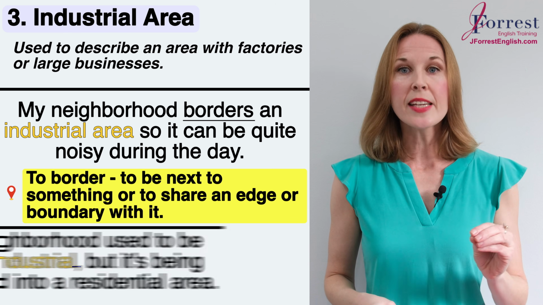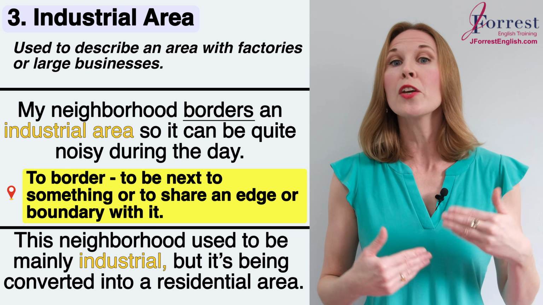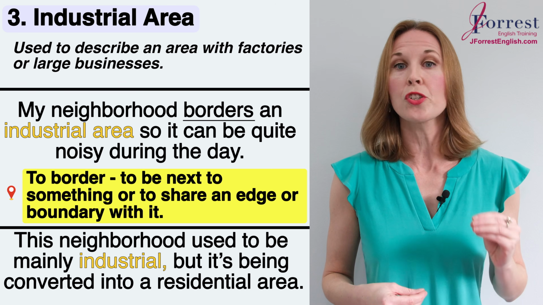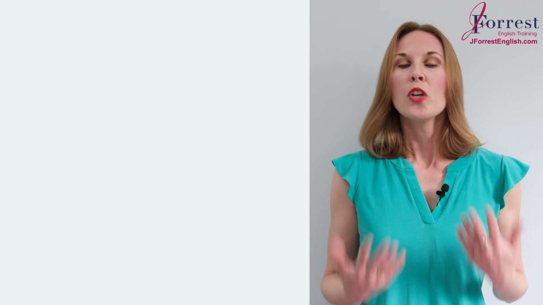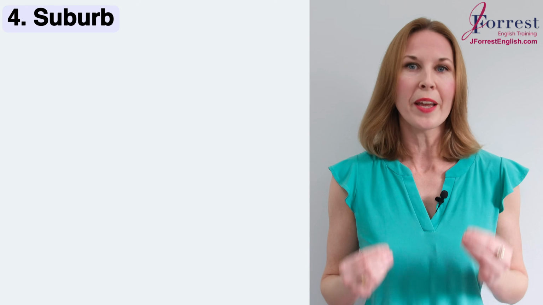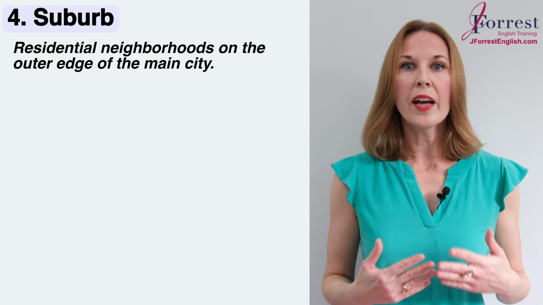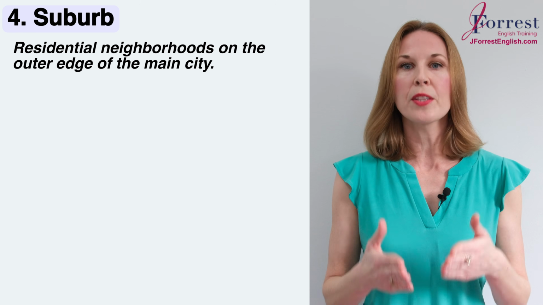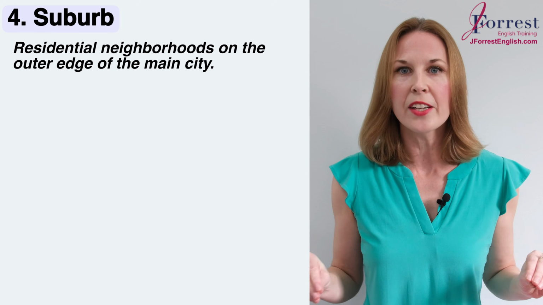You could say this neighborhood used to be mainly industrial, but is being converted into a residential area, which is happening in many cities. You need to know what a suburb is. This is a residential neighborhood on the outer edge of the main city. So it's a neighborhood, but just think it's on the outer edge of a city.